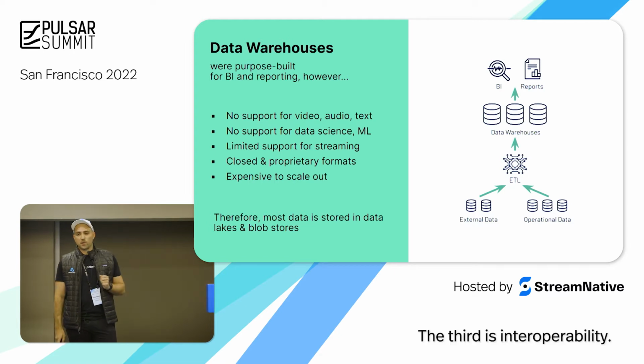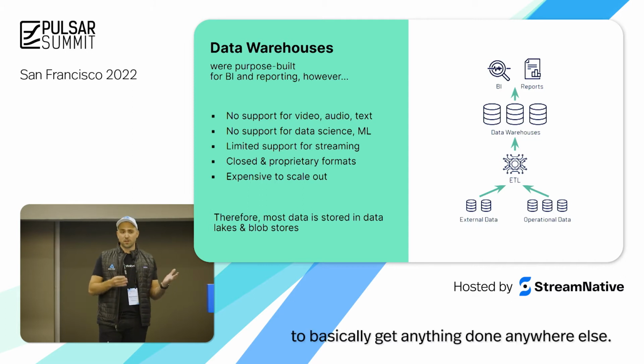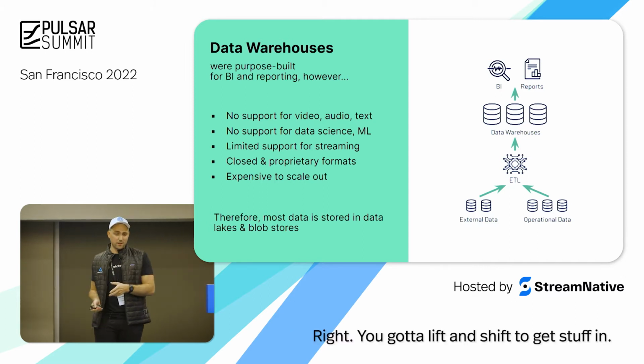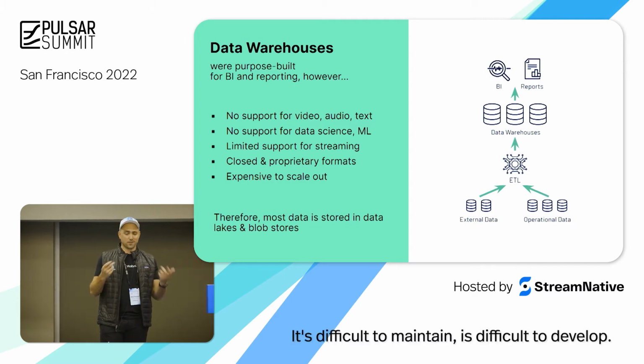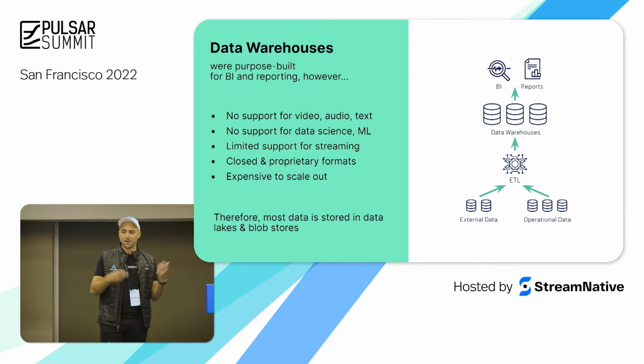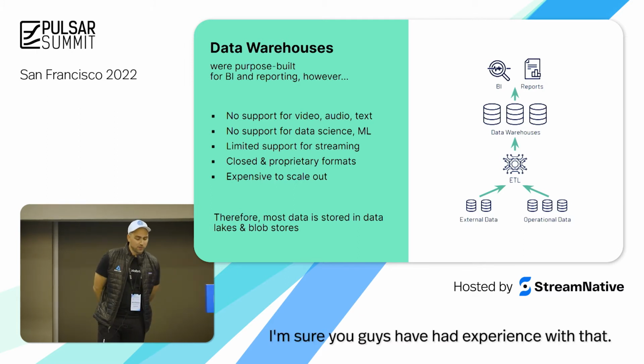The third is interoperability. Data warehouses classically require lift and shift to basically get anything done anywhere else, right? You got to lift and shift to get stuff in, you got to lift and shift to get stuff out. It's expensive, it's difficult to maintain, it's difficult to develop, ETL jobs are all over the place, on and on. I'm sure you guys have had experience with that.